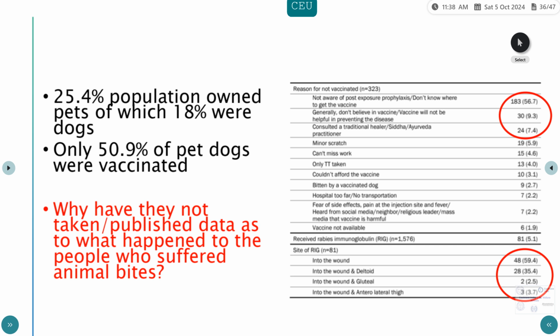What I was wondering is, I'm sure they have taken what happened to these people who got animal bites. Like that information would have been there in the survey. It's very unlikely that they would have asked who got animal bites, and not asked what happened to those people. But they've not really published that data anywhere or mentioned it. That's something I would have wanted to know, but they have not mentioned it this time.